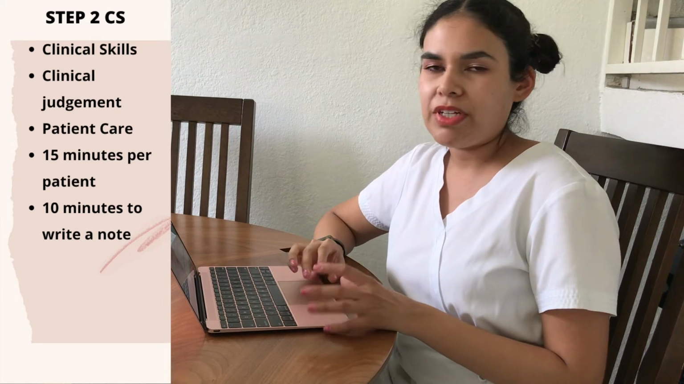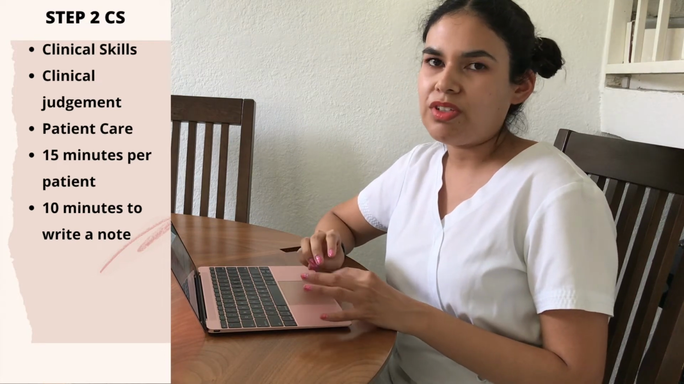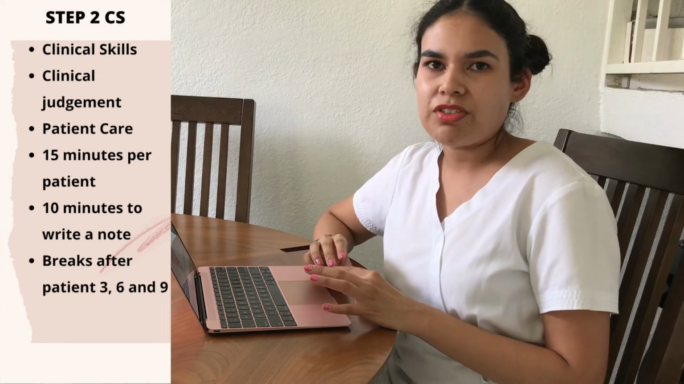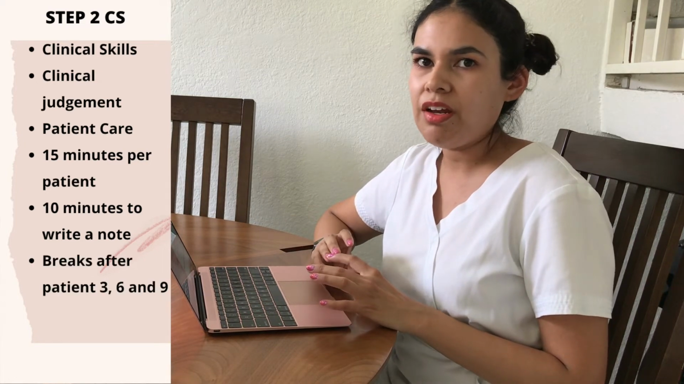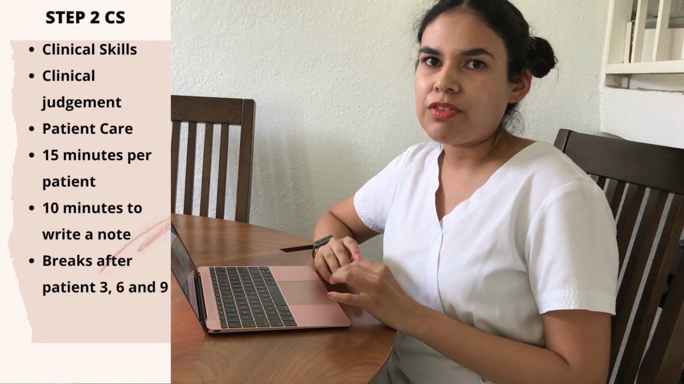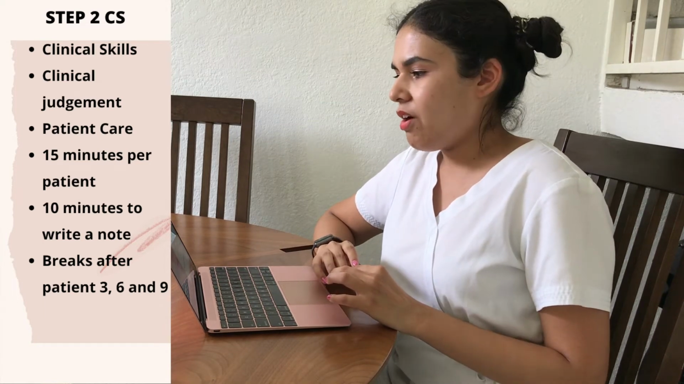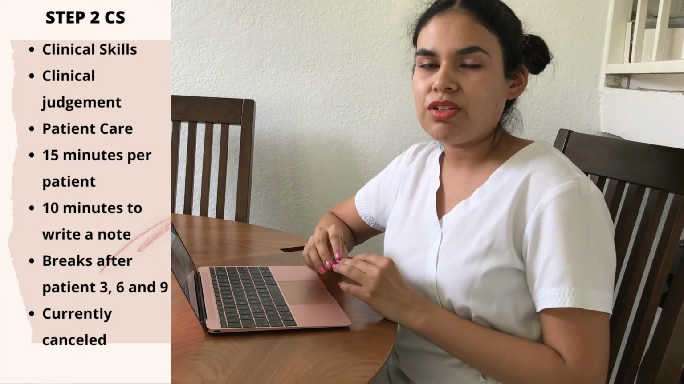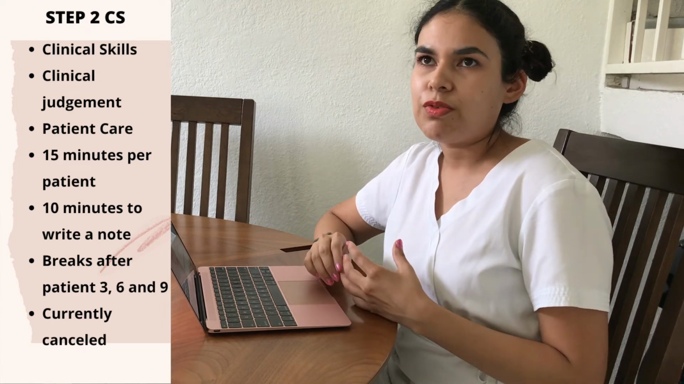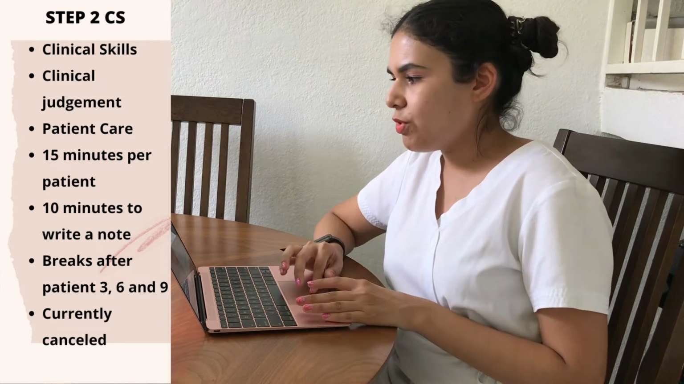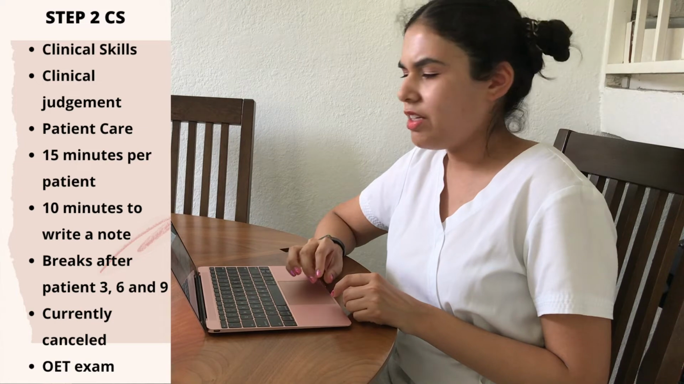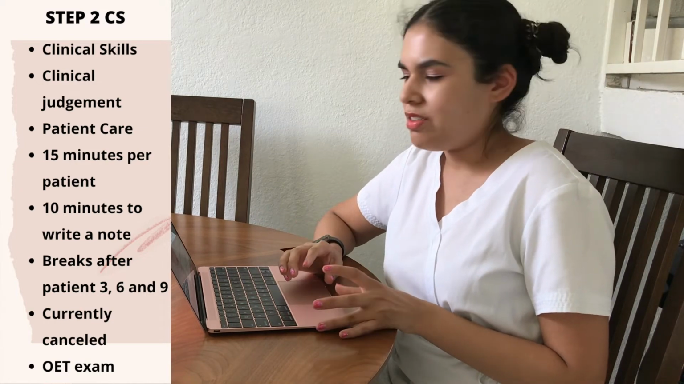You have to treat each patient as if it is a real one. You have to do the examination. In this test, you do get a 10-minute break after seeing patients number 3 and number 9, and a 30-minute lunch break after seeing patient number 6. Right now, this step has been canceled, so they're doing 6 different pathways that you could take in order to fulfill this step. Most of the people have to do an OET, which is an Occupational English Test. It's pretty much like an English exam.